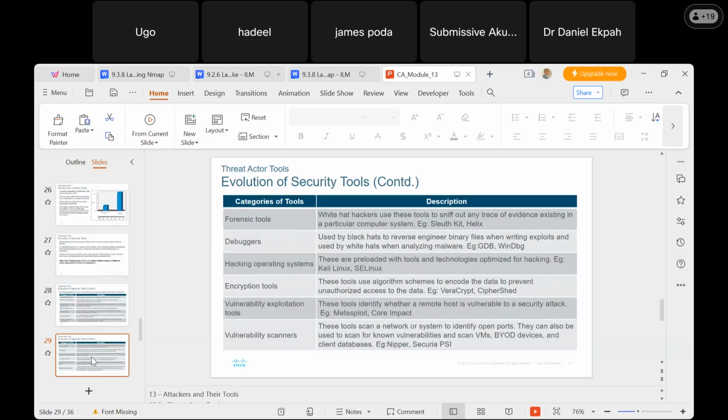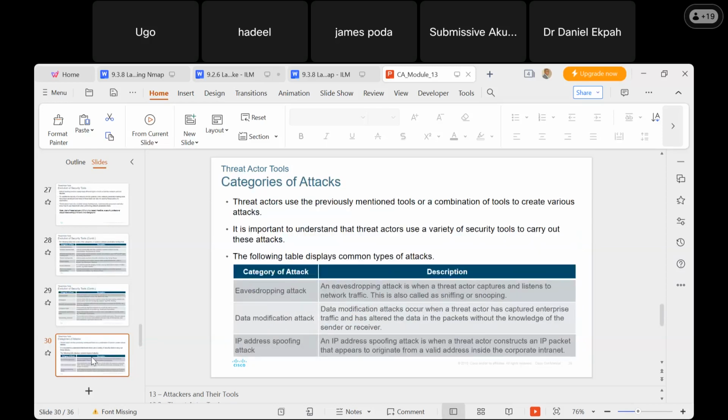We also have forensic tools, debuggers, hacking operating systems, encryption tools, vulnerability exploitation tools, and then vulnerability scanners. All these are categories of tools that are available. The threat actors use the previously mentioned tools, or a combination of all these tools, for various attacks, not just one but so many of them. It's important to understand that threat actors use a variety of security tools to carry out these attacks. So the following table displays common types of attacks.